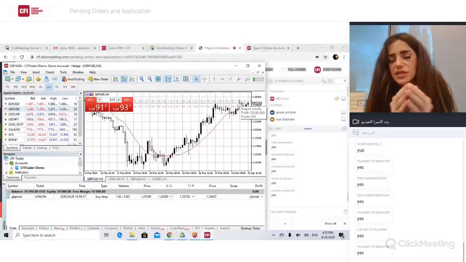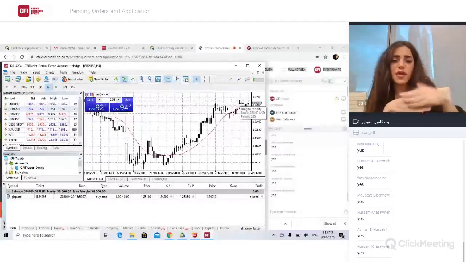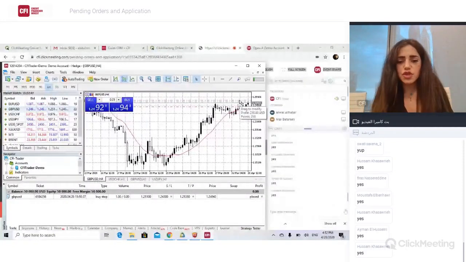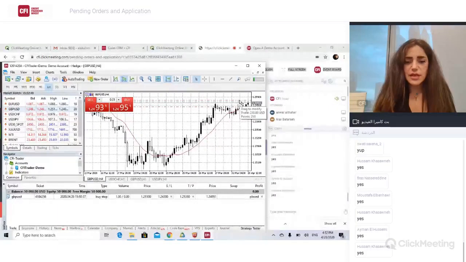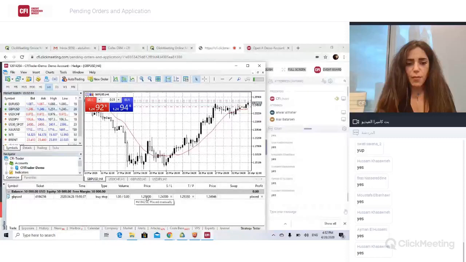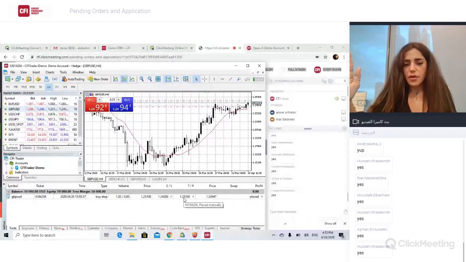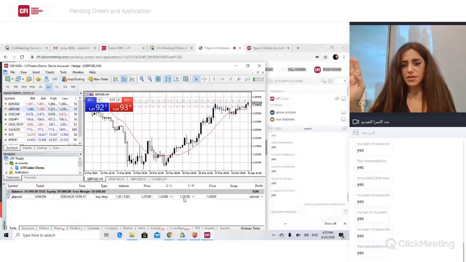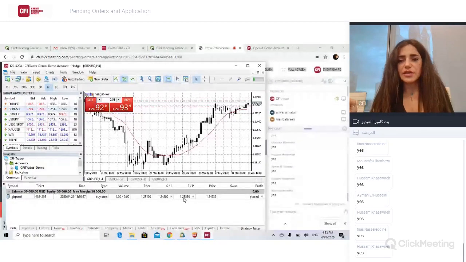So 25 points. I put my take profit 25 points above the market price, which is very obvious because, as you can see here, the price that I'm going to open the trade at is 1.2510 and my take profit is 1.2535. So that's a 25 points take profit. Okay, are you with me? Do you guys understand how we got the 25 points? Yes, Firas. Perfect, Firas. Thank you for the clarity.